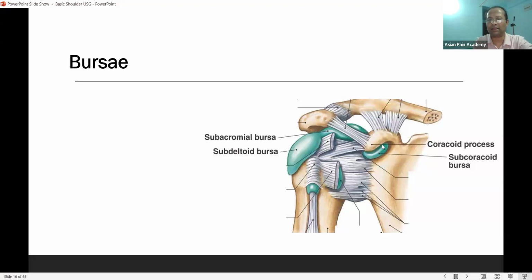Now there is another bursa, the subcoracoid bursa. The subscapularis tendon comes from the subscapular fossa, and here the tendon is already formed. Whenever you are rotating your hand, internal rotation and external rotation, there is a chance of rubbing of the subscapularis tendon with the coracoid process. So between these two there is another bursa, the subcoracoid bursa. There are multiple other bursas, but these two are most important here.